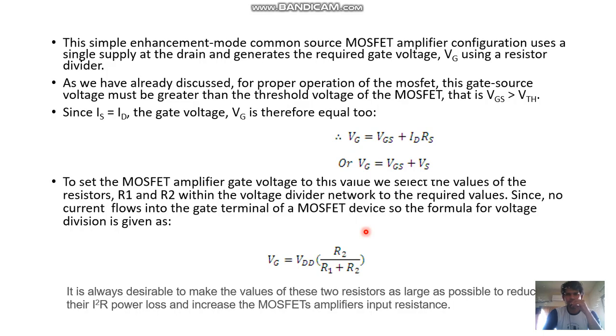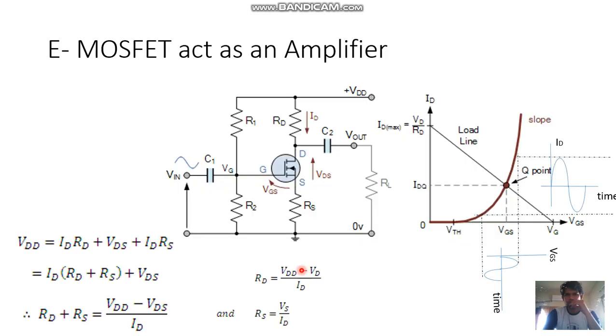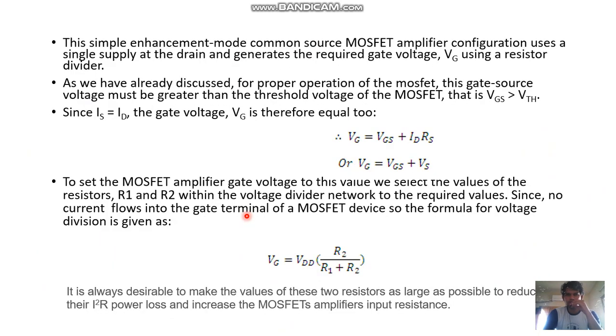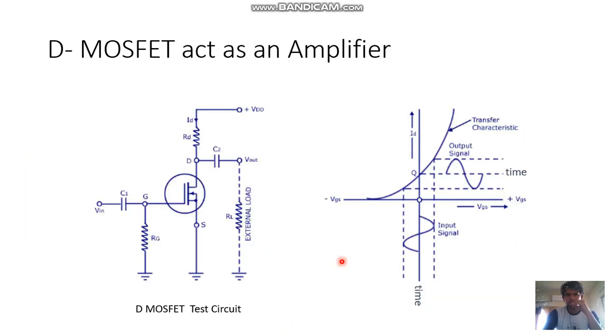So this is the potential difference at this point. How the voltage is divided: VG, or VGS, is the voltage between these two points. VG is nothing but VGS, this with respect to ground. So VG is equal to VDD into R2 by R1 plus R2. That's what is mentioned here.